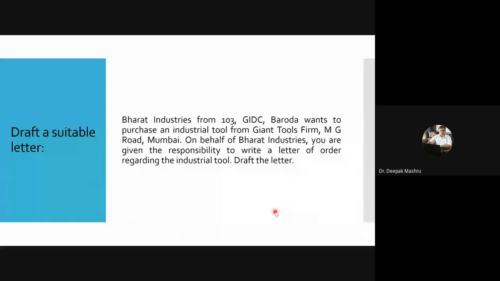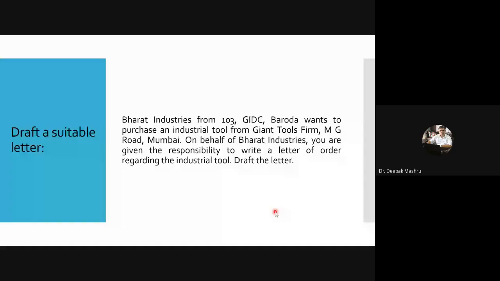On behalf of Bharat Industries, you are given the responsibility to write a letter of order regarding the industrial tool. Draft the letter, right? So whatever tool you wish, industrial tool, it can be a printer, it can be a grinder. So whatever your knowledge is, you can mention anything about it. You take a screenshot of this.